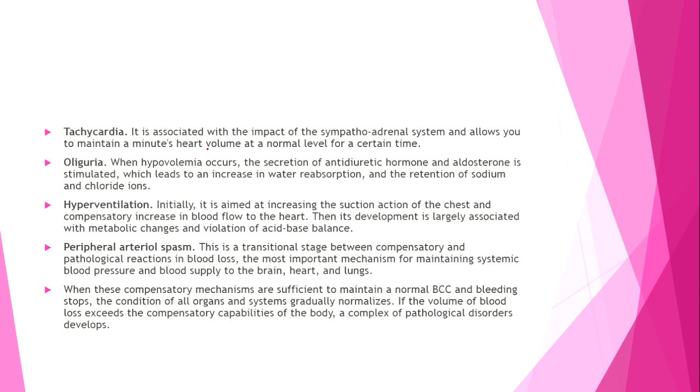Peripheral arterial spasm. This is a transitional stage between compensatory and pathological reactions in blood loss. It is the most important mechanism for maintaining systemic blood pressure and blood supply to the brain, heart and lungs. When these compensatory mechanisms are sufficient to maintain a normal blood circulatory capacity and bleeding stops, the condition of all organs and systems gradually normalizes. If the volume of blood loss exceeds the compensatory capabilities of the body, a complex of pathological disorders develops.